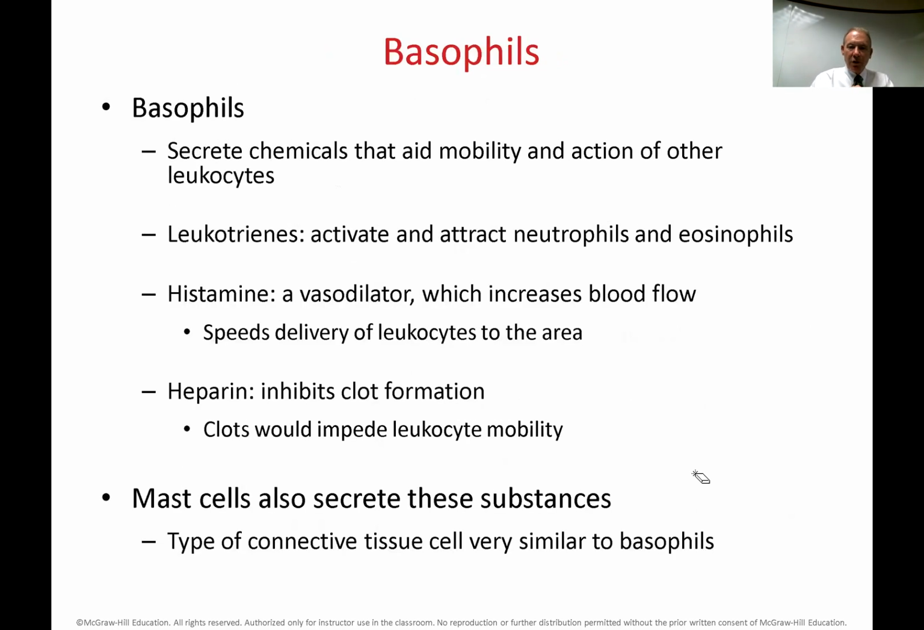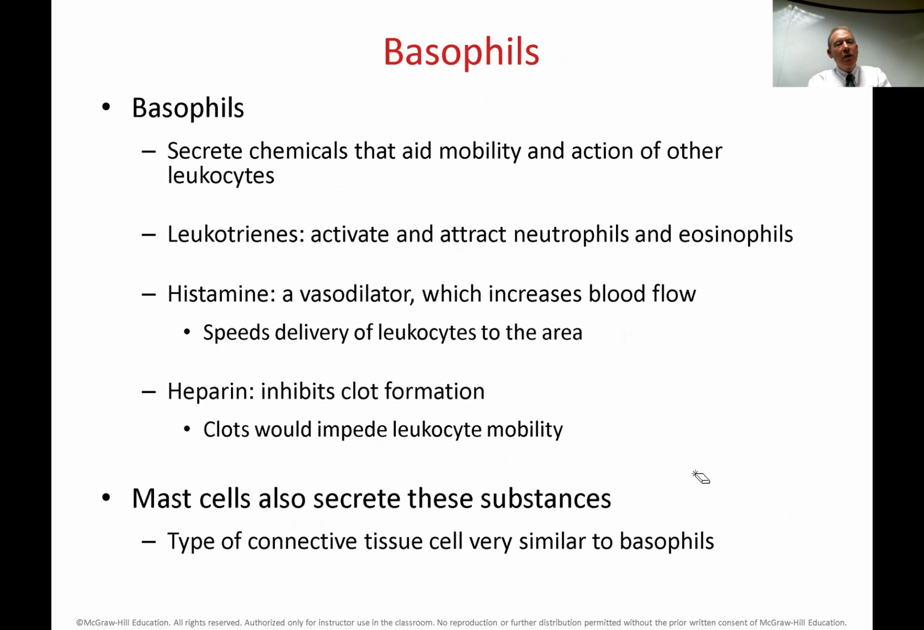Okay. Basophils, these are white blood cells. Are they granulocytic or agranulocytic? Think about it for a second. Pause me if you need to. They are granulocytic. Neutrophils, eosinophils, basophils, 3 types of granulocytic white blood cells. They basically make some chemicals that help other white blood cells get there.